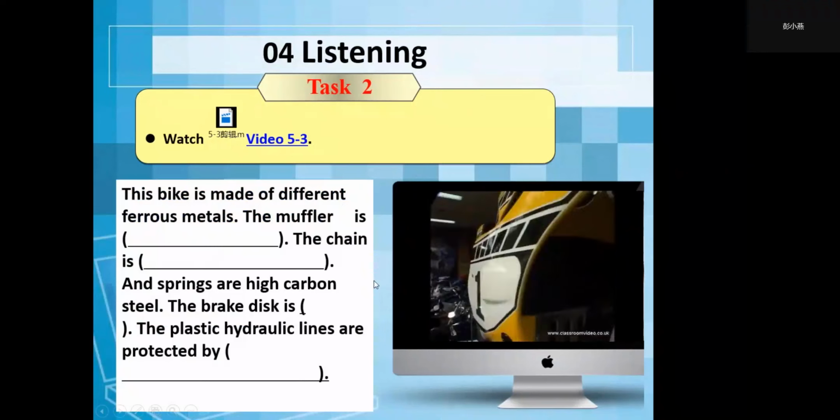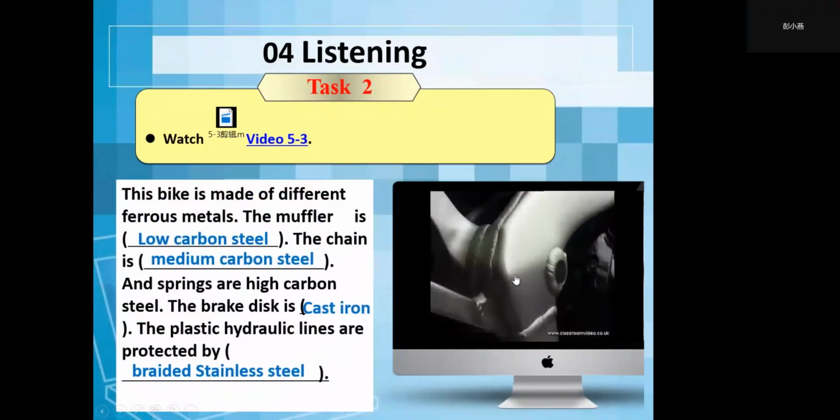Okay, so the answer? This bike is made of different ferrous metals. The muffler is low carbon steel, the chain is medium carbon steel, and the springs are high carbon steel. The brake disc is cast iron, and the plastic hydraulic lines are protected by braided stainless steel.